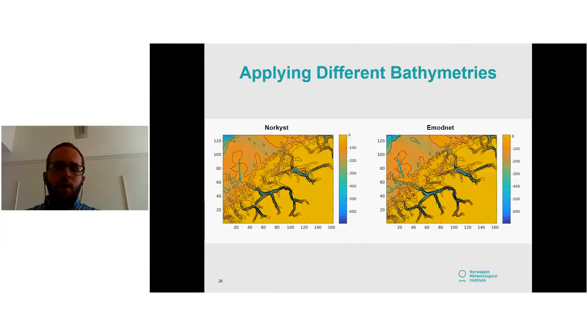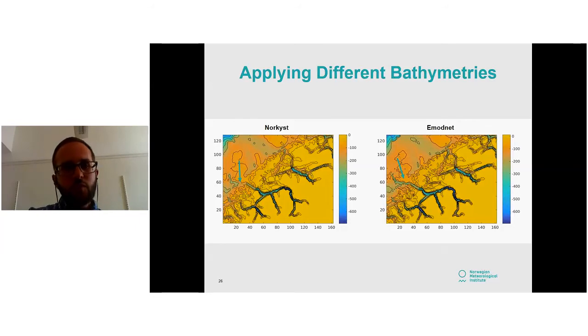So, in addition to taking different directions and peak periods, we have also applied different bathymetries in our coastal wave forecast. We have on the left the Northeast bathymetry, and on the right the EMODnet bathymetry. With the contours and the contour bar, we can see the different depths. And there are some differences I would like to illustrate.